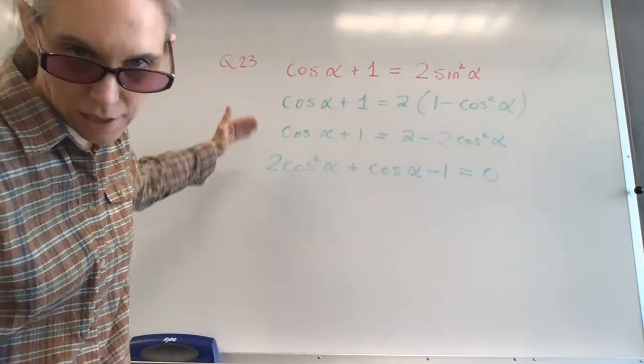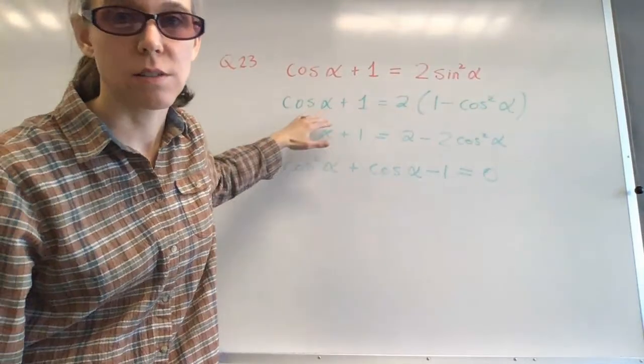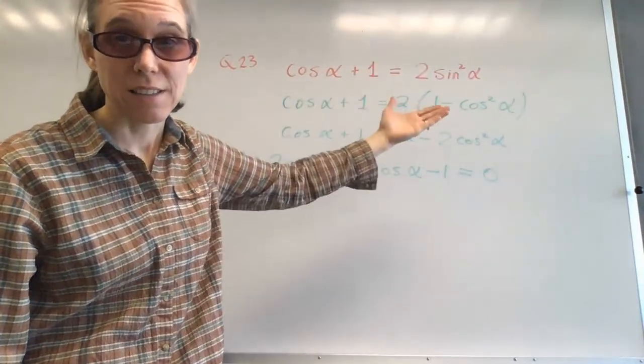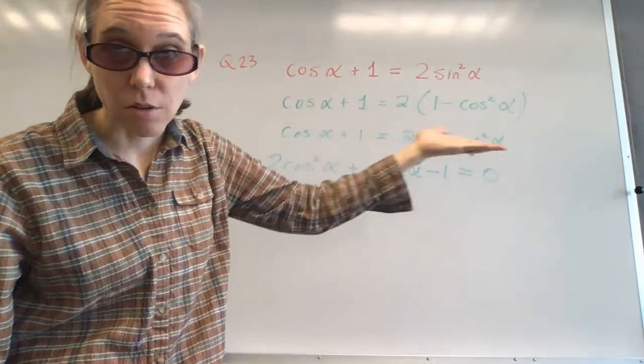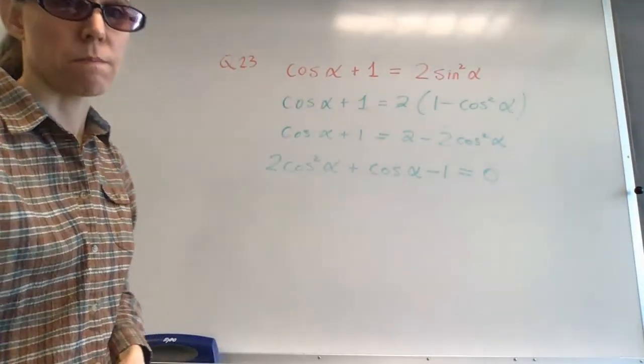But the trick is, how do I get to something that does factor when I have 2 trig functions and a constant? So what you would do is you would use one of the identities to figure out a way to rewrite your equation so that you only are using one trig function.